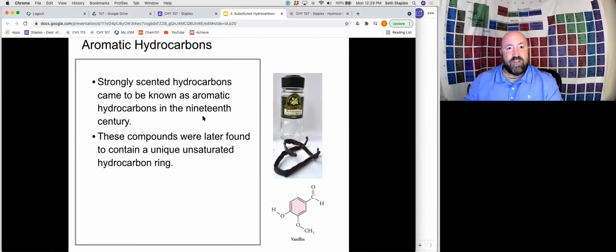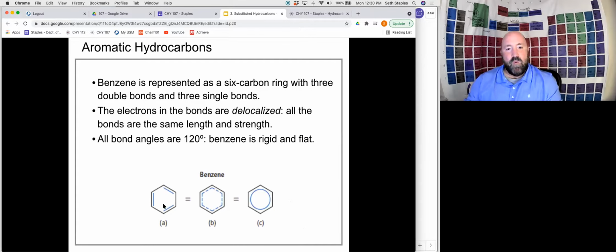Lastly, today, let's just take a look at something we call aromatic hydrocarbons. Aromatic hydrocarbons get their name because it was known in the 19th century that there were some hydrocarbons that were incredibly aromatic, very, very strongly scented. And they were found to contain a very unique unsaturated hydrocarbon ring. And so this 6-membered ring that we've talked about previously with alternating double and single bonds, that's an aromatic ring. One of the more common ones is called benzene.